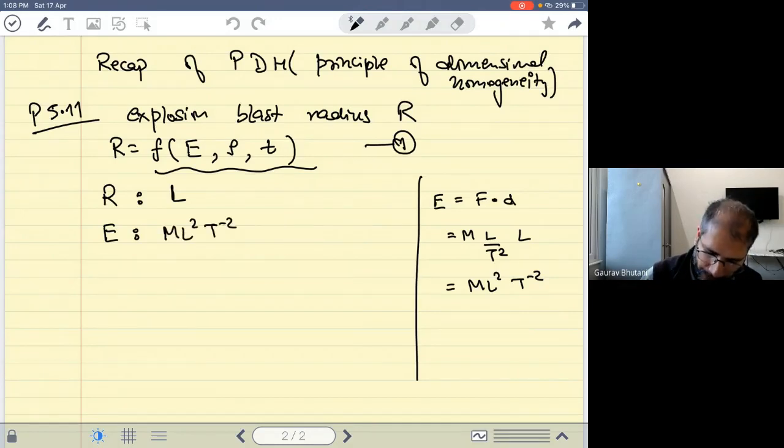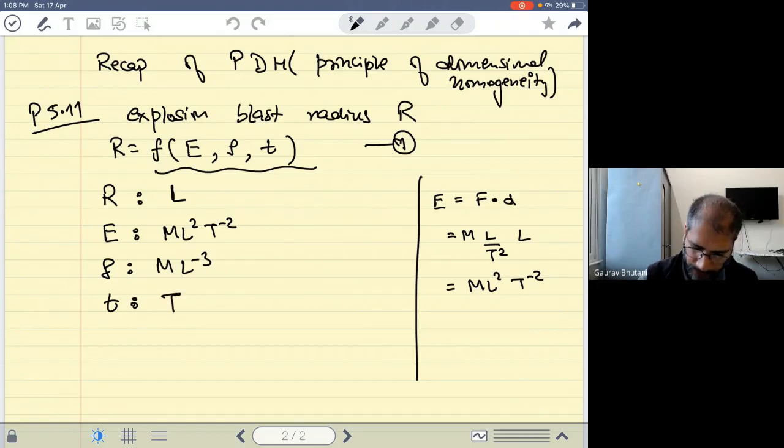It's always good to write these so that later we can use them without worrying about finding the dimensions. Then the dimension of rho: density is kg per meter cube, so m L to the minus 3. And the dimension of time is just t.